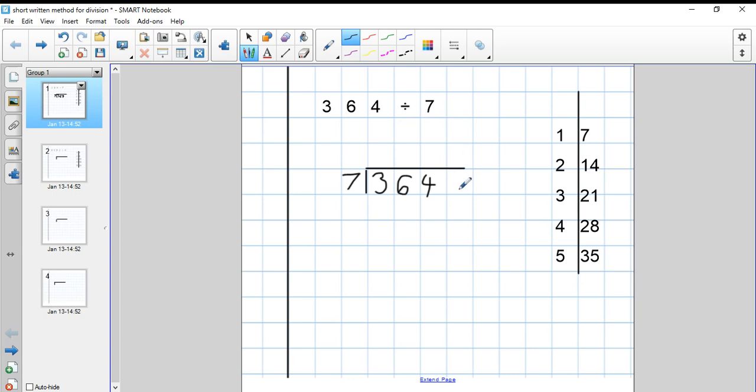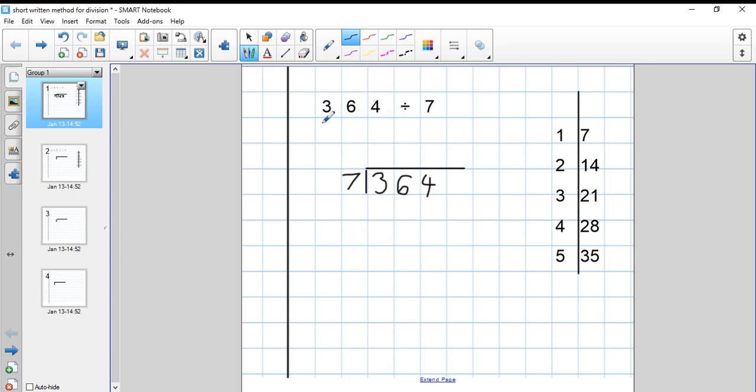Before I start the question, if your knowledge of times tables facts is not yet completely secure, what you can do, just like when we use our long division, is you can write your skeleton tables out. And a reminder of how to decide how far to go in your skeleton times tables, I've looked at this number 364 and I've looked at the first two numbers.